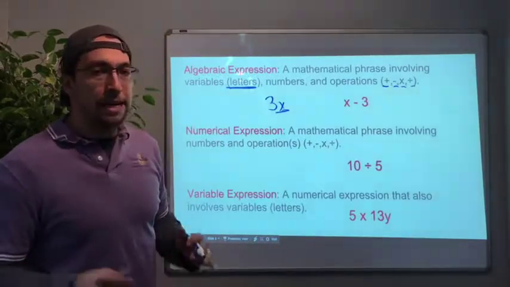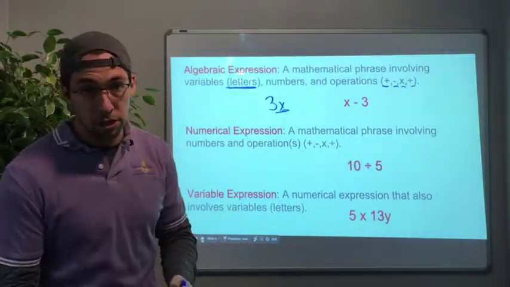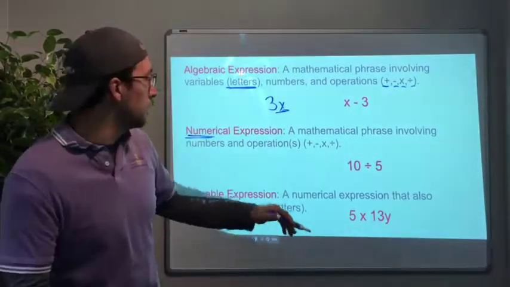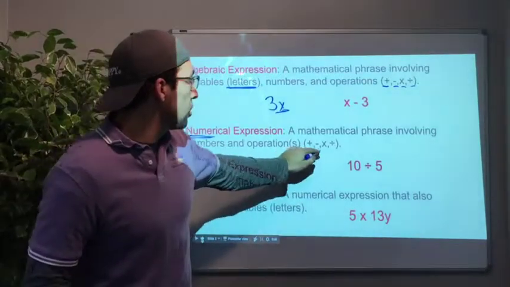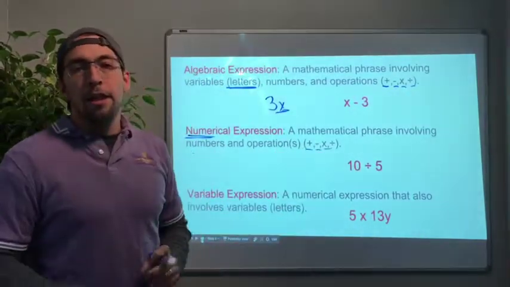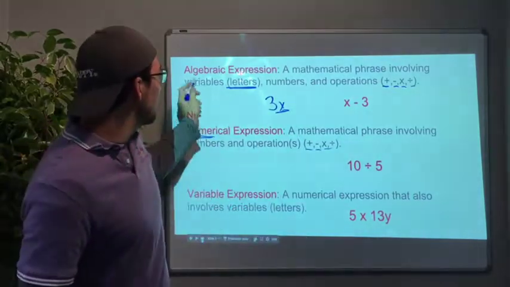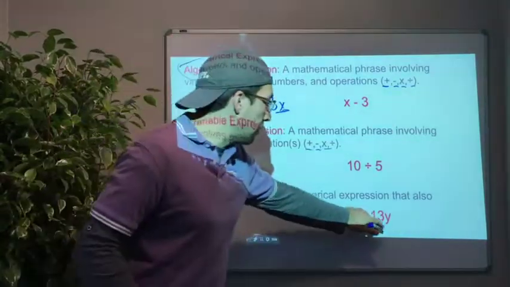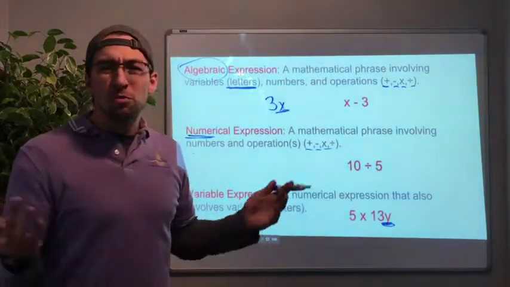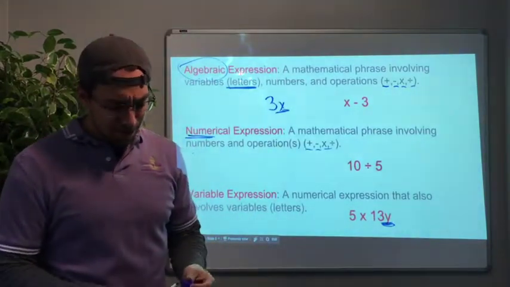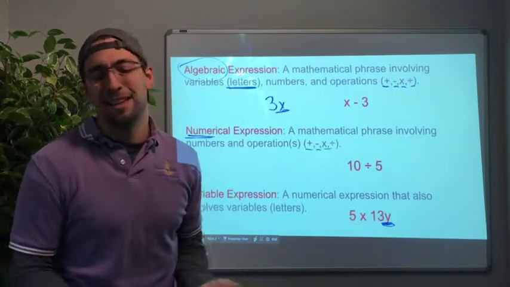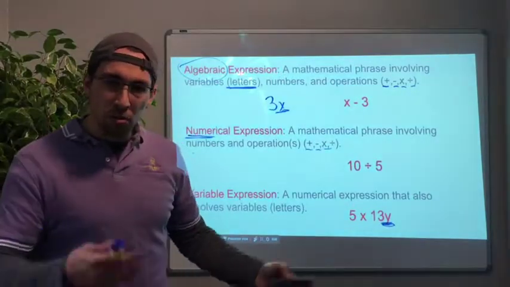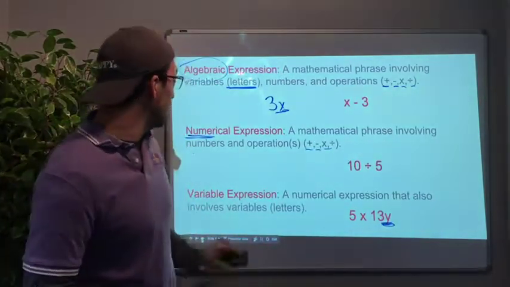A numerical expression is a mathematical phrase involving numbers and operations. So there's no variables. It's just numbers and then just our 4 operations. Then a variable expression is very much the same as an algebraic expression. It just highlights there is indeed a variable, a letter. Typically in math, teachers often use the letters X and Y. Those are just the letters that are commonly chosen, but it really doesn't matter what letters you choose to represent your variables.